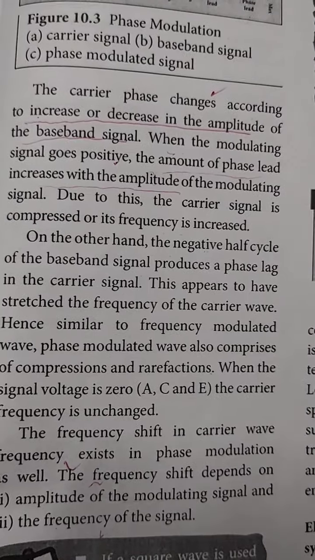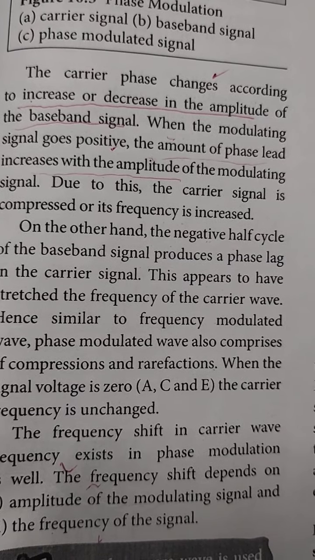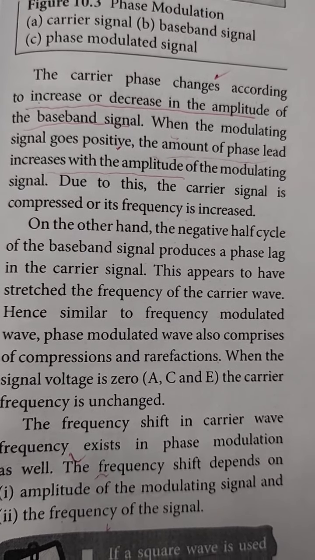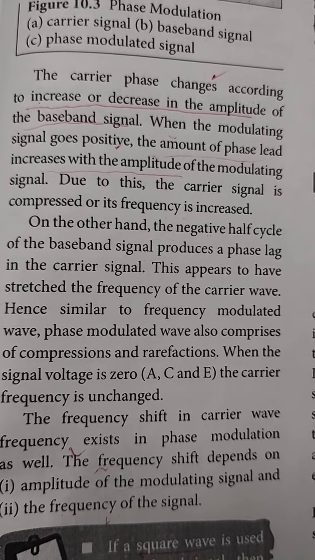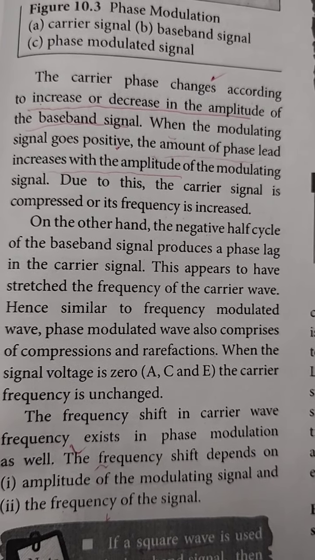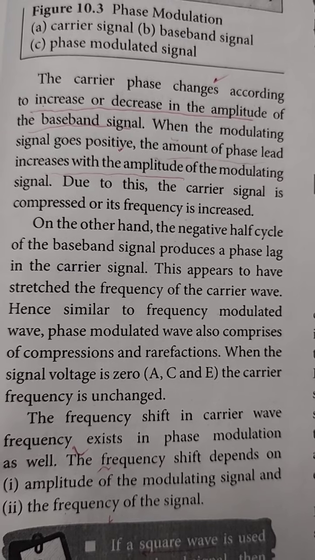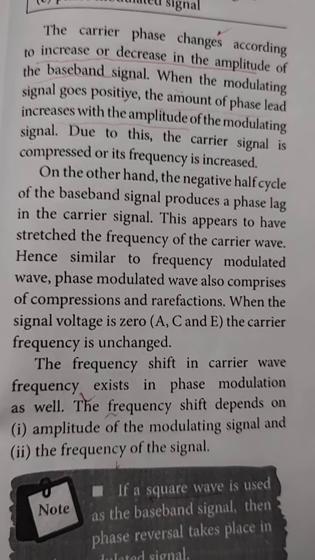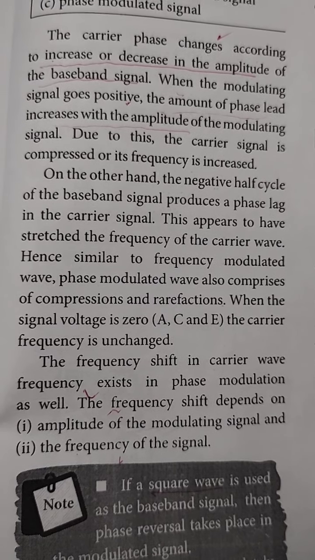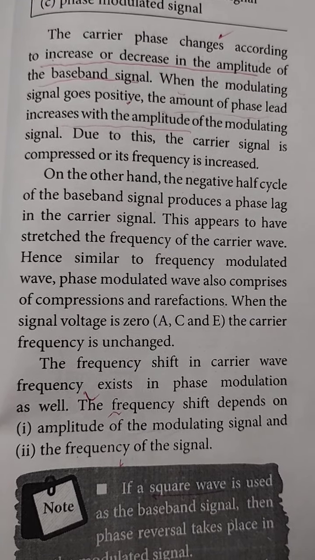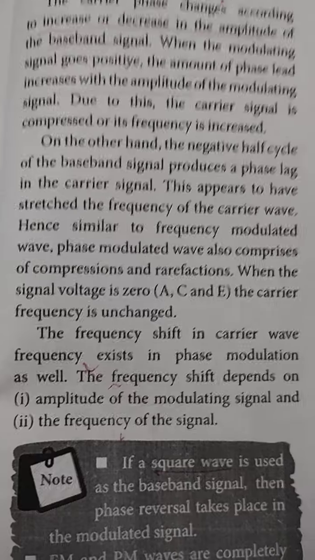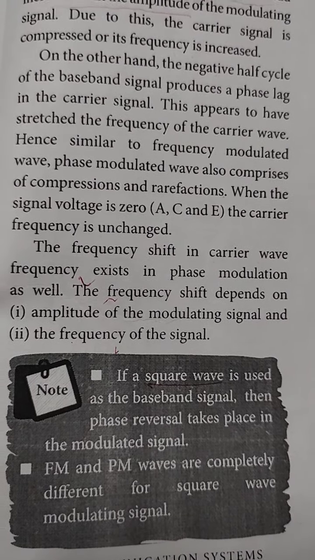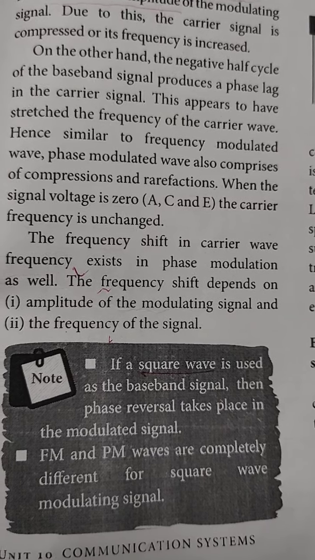In the same way, the carrier phase changes according to the increase or decrease of the amplitude of the baseband signal. When the modulating signal goes positive, the amount of phase lead increases with the amplitude of the modulating signal. So at the end of this lesson, the frequency shift of the carrier wave frequency is due to phase modulation, and the frequency shift depends upon the amplitude of the modulating signal and the frequency of the signal here.